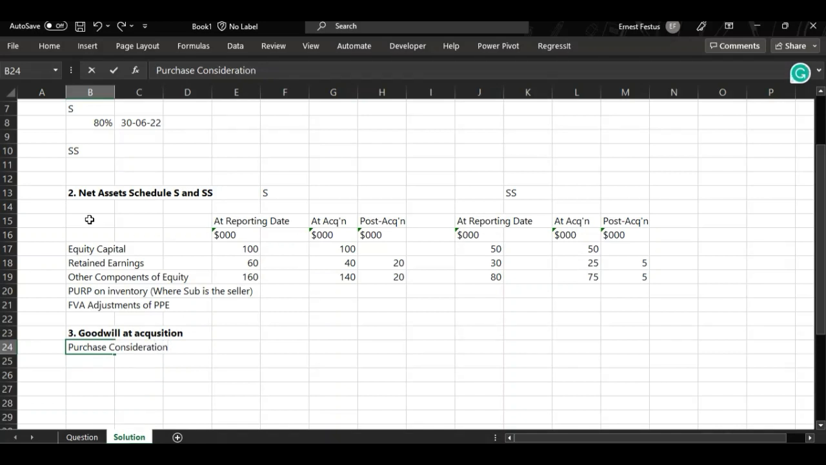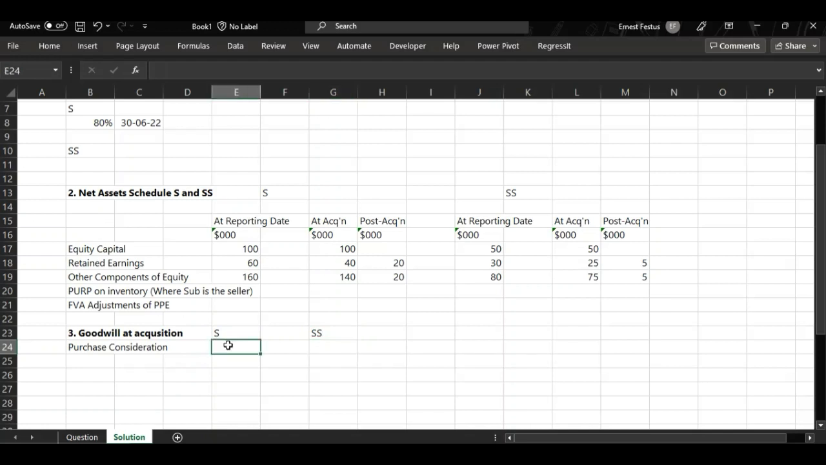Other books may use cost of investment. It is the same thing. Okay, so we have the purchase consideration, and then we are going to do it for each of the subs. So we have sub S here, and then we also have SS here.